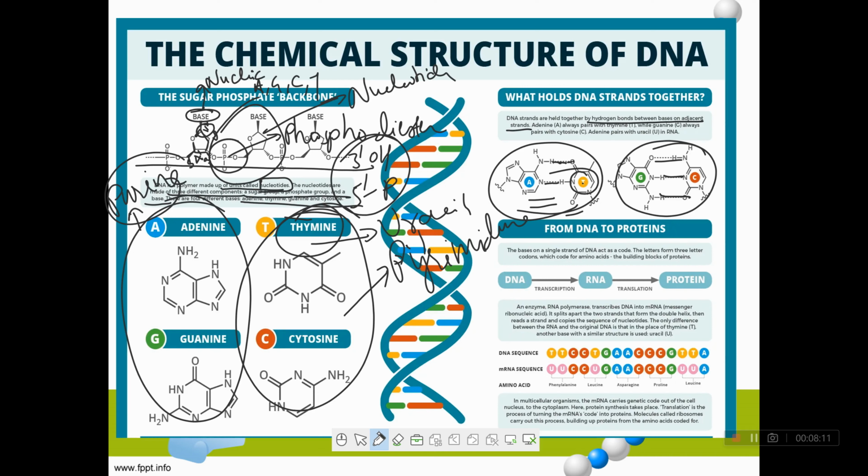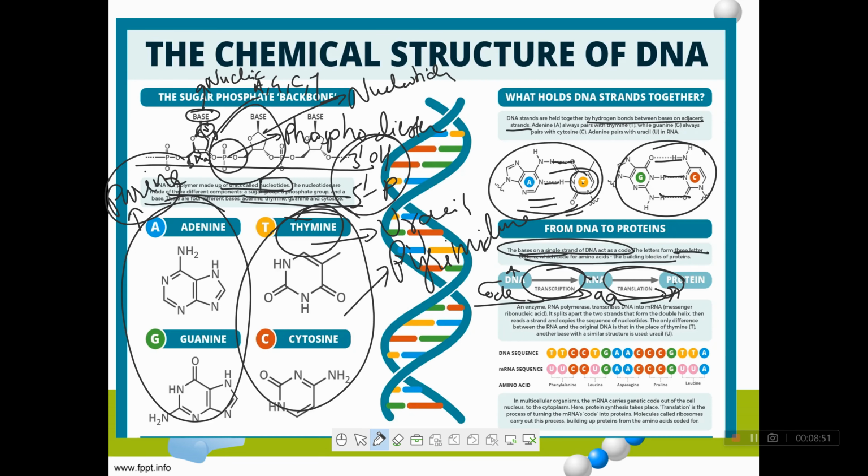From DNA to protein, the bases on a single strand of DNA act as a codon. Three bases form a codon, which codes for an amino acid. What? The building block of protein. From DNA to RNA, this process is known as transcription, and from RNA to protein, this process is called translation, right? And the nucleotides, or bases, that they contain code for the amino acids, and that is the building block of protein.